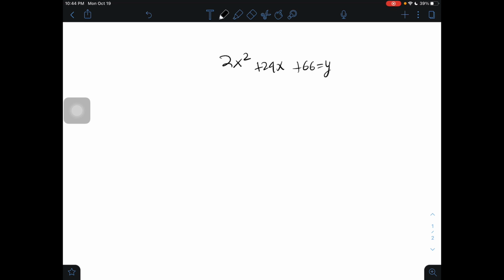So now we're going to group, our x terms are already grouped together. So now we're going to factor out this 2. Just to factor it out, we have 2, and 2x squared divided by 2 is just x squared. Then we have 24x divided by 2, which is just 12x. And then now we have factored out this 2 and brought it outside of our parentheses. And then we still have our plus 66 on the outside of the parentheses, in which all equals y.